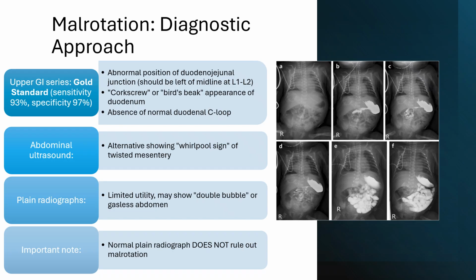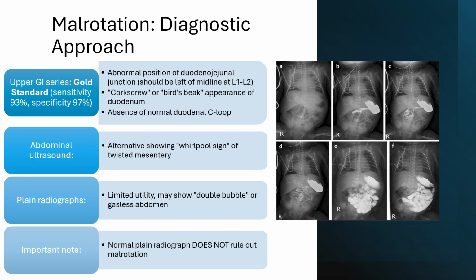The critical teaching point about plain radiographs cannot be overstated. A normal abdominal X-ray does not rule out malrotation. This misconception has led to delayed diagnoses with catastrophic outcomes. The normal gas pattern can persist even when significant volvulus is present, creating false reassurance that delays definitive imaging.